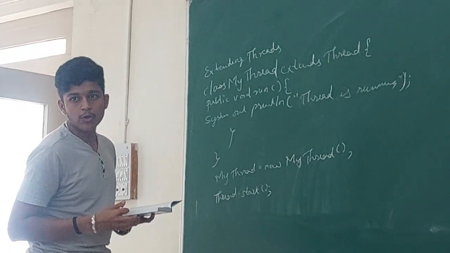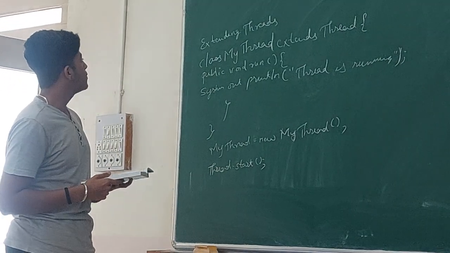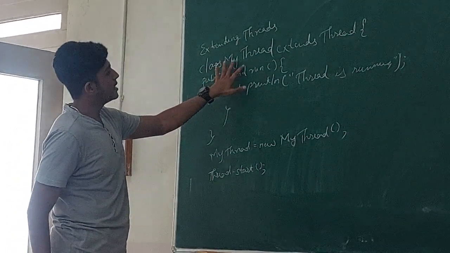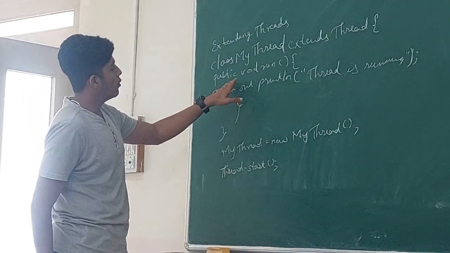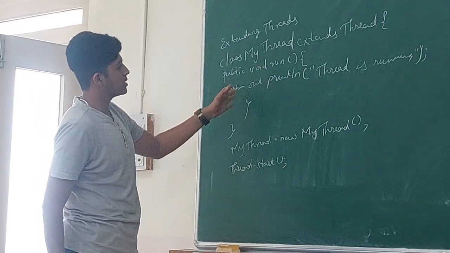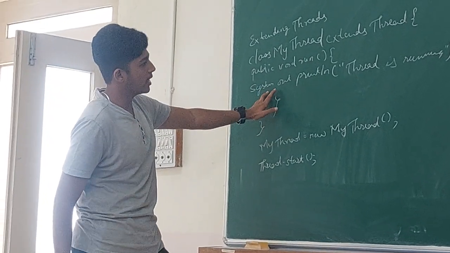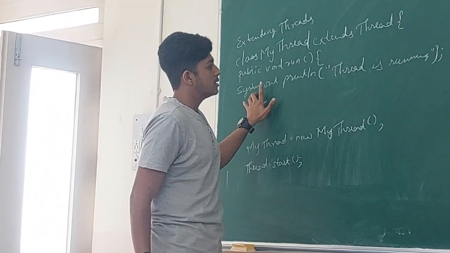So this is the example for extending the thread. Starting by extending the class, MyThread extends Thread. Public void run. Then afterwards, print System.out.println, "This thread is running."